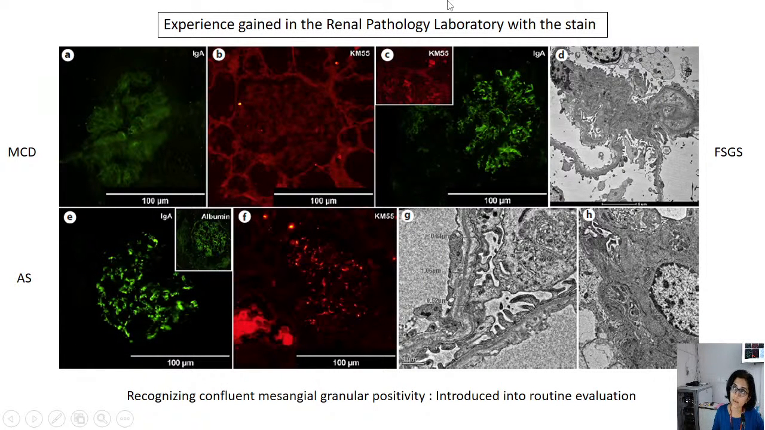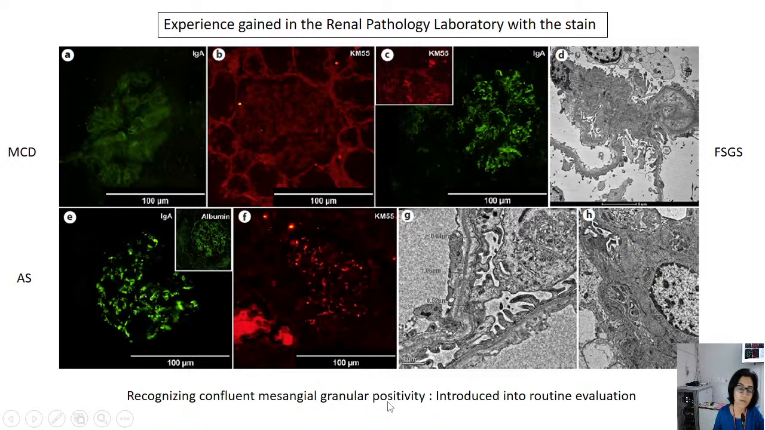And as experience was gained in the renal pathology laboratory, we understood how to interpret it. For example, a patient of minimal change disease doesn't really show too much staining, maybe a few dots here and there. In a patient of FSGS, just like you can get some non-specific adsorption of IgA, a similar non-specific adsorption pattern for KM55 can be seen, again highlighting the fact that this is a physiological form of IgA, just too much and in the wrong location. This was a patient of Alport syndrome, which we had actually thought was a patient of IgA nephropathy, but as we came to the EM, you can see classic Alport syndrome changes, and a non-specific KM55 staining pattern.